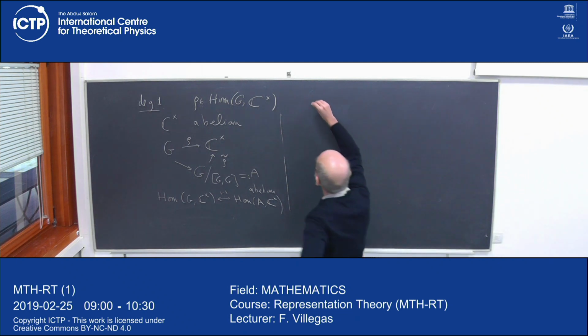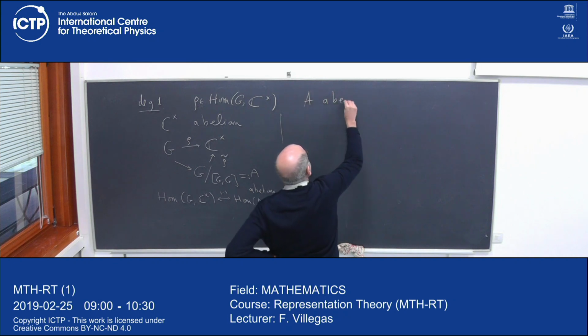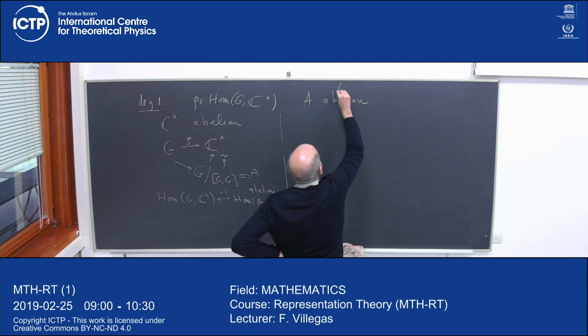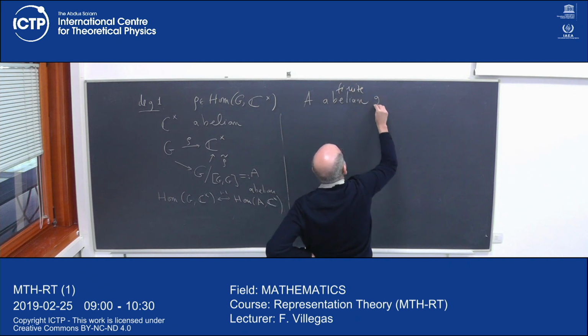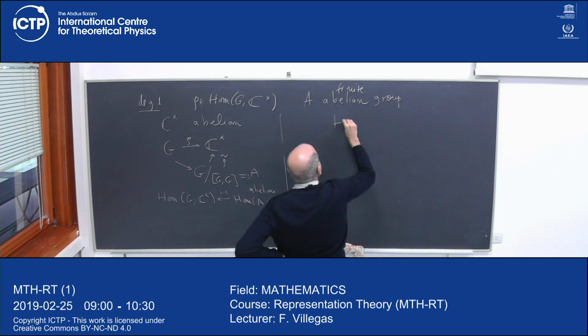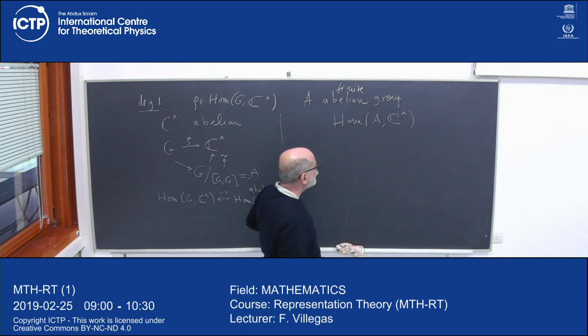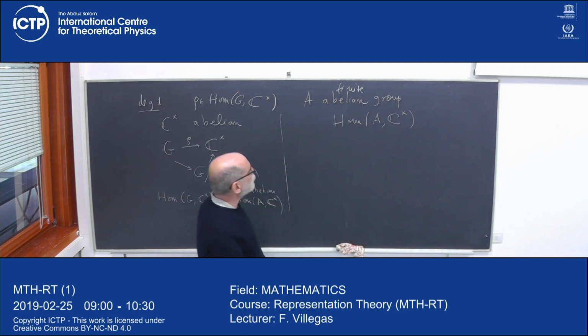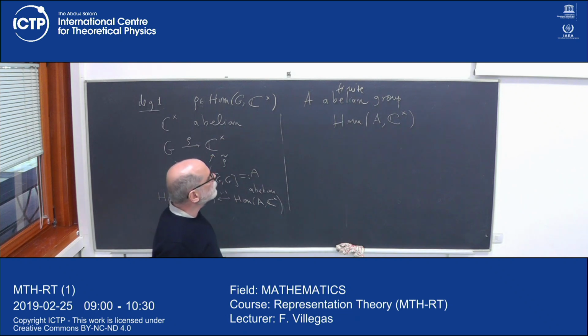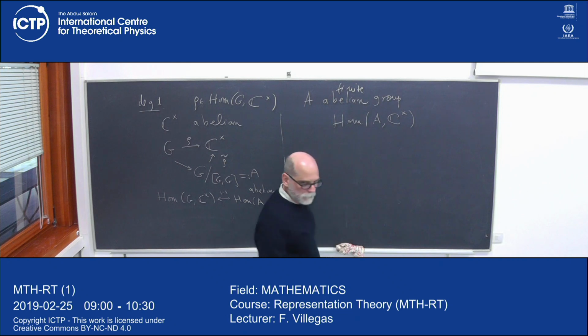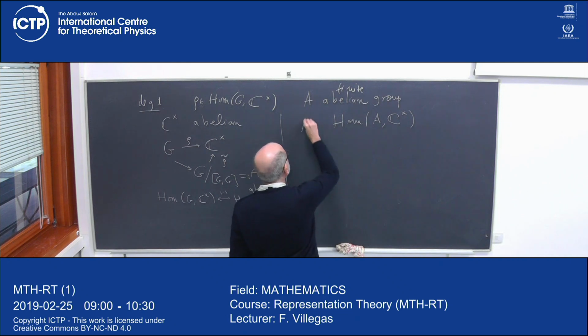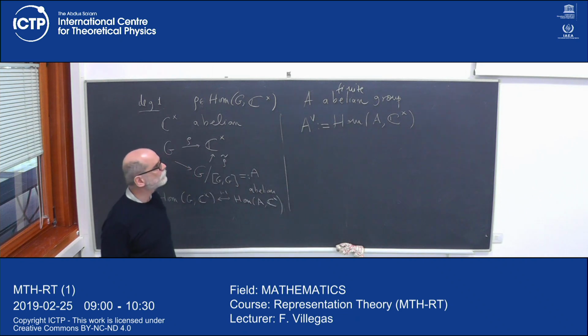So let's now focus on the following. We have A, an abelian group, a finite abelian group. And we're looking at homomorphisms from A to C star. Because we map to C star, this is actually a group. You can multiply pointwise and it will give you a group, and it's usually called a dual group. This is a group.